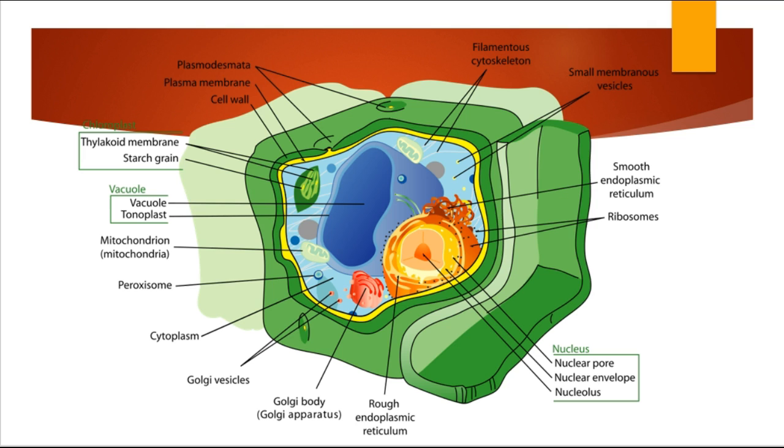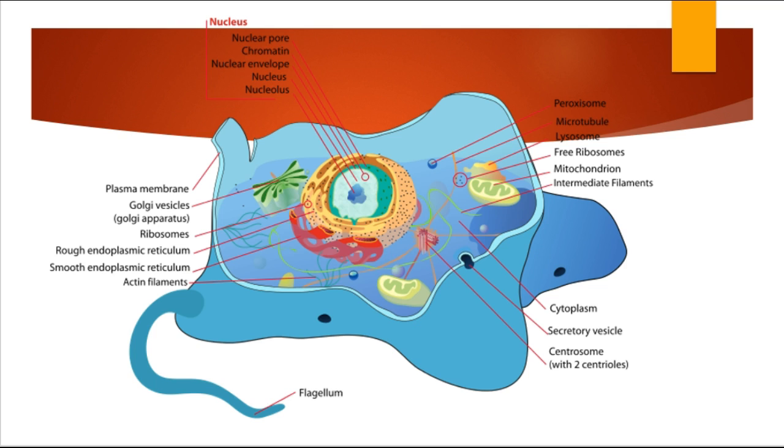There are a few organelles in plants that are not found in animals, and there are simpler cells that don't have all of these organelles. But all organisms are made of cells, and that is the point we're trying to make in this quick video.